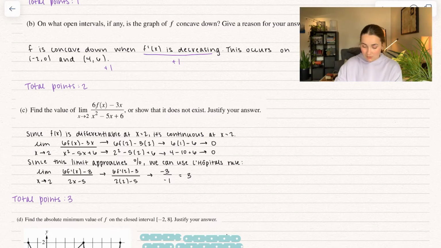So this one is worth a total of 3 points. The first one is going to be finding that it approaches 0 over 0. The second point is going to be actually taking L'Hopital's rule, so taking the correct derivatives and stuff. And then the third point is just going to be you actually evaluated it correctly. If you gave just an answer of 3, you're not going to get any points. You need to show your work.